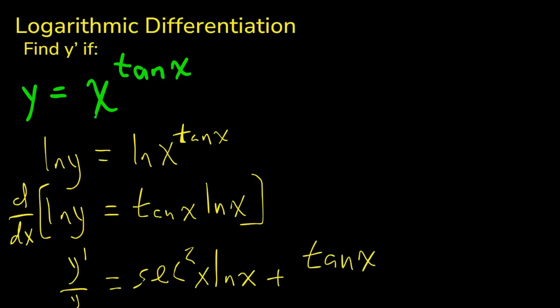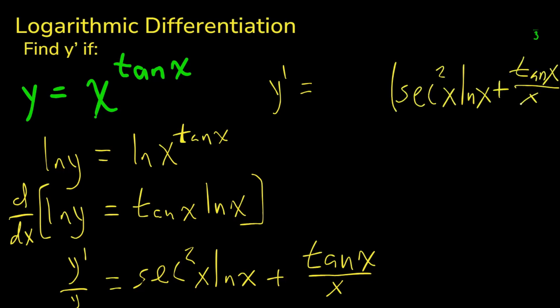Since the second is natural log x, it's going to be 1 over x, so I'm going to put it as tangent x over x. Then you solve for y prime and back substitute what y is. So I'm going to do that in one step. And then right here is going to go y, which is x to the tangent x.